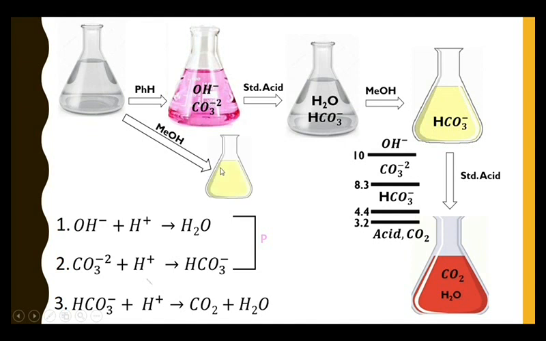So it turns to yellow because of the presence of these two ions, OH⁻ and CO₃²⁻, whose pH is obviously more than 7, but methyl orange shows yellow color when the pH is more than 4.4. Now this solution is titrated against a standard acid till it becomes reddish orange. By the time it turns reddish orange, its pH, as I said, comes down to 3.2.